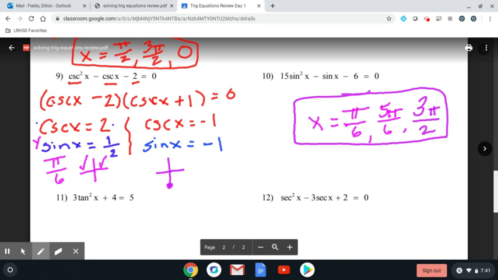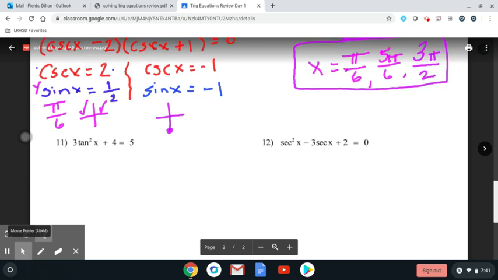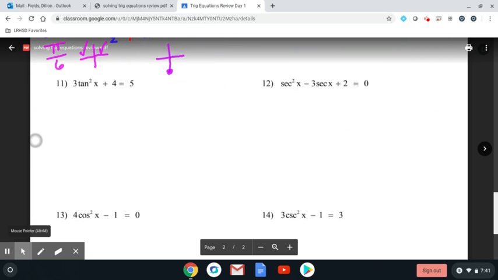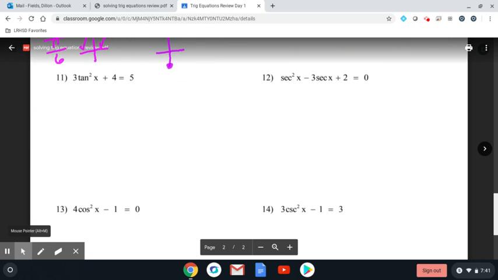All right, so let's move on to 11. When you guys get to 11, here's actually the first problem that we see that we're not going to have to factor. In this case, there's only a tangent squared going on. You just see that one tangent. So you just want to try to get that tangent by itself, just like solving a normal equation, by getting everything else to the other side.